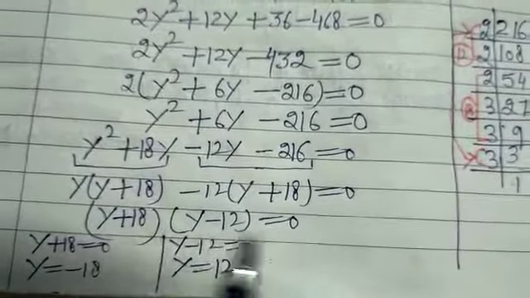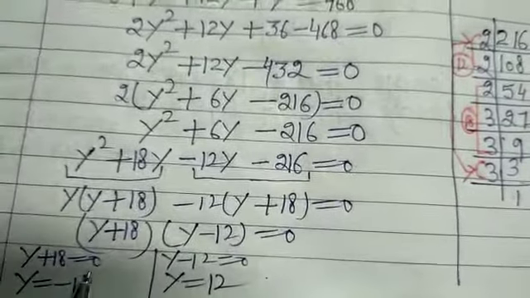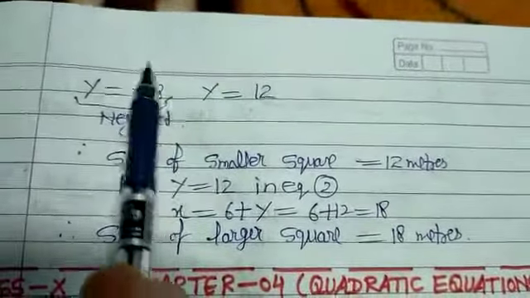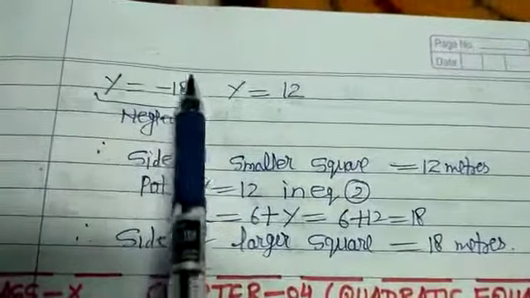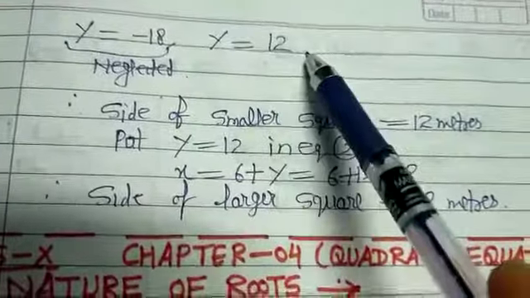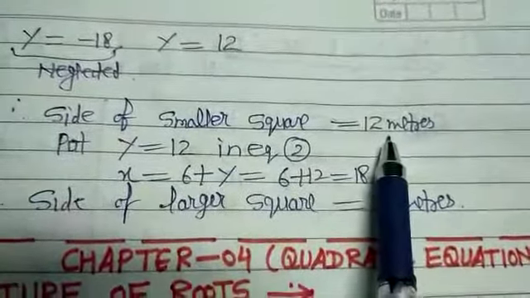So the product of two terms is equal to 0, which means either the first term is 0 or the second term is 0. So y is equal to minus 18 or y is equal to 12. I have neglected y equal to minus 18 here, because the side of a square cannot be negative. The length cannot be negative, therefore this is neglected. So y is equal to 12, the side of the smaller square.